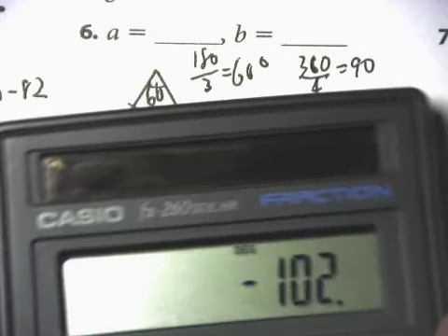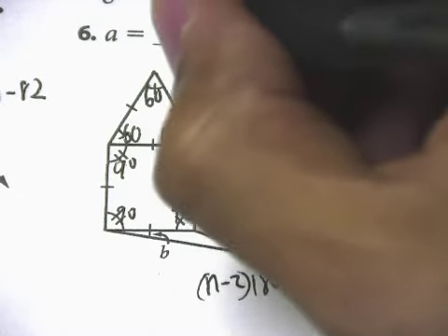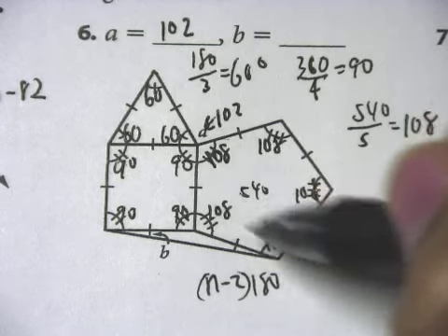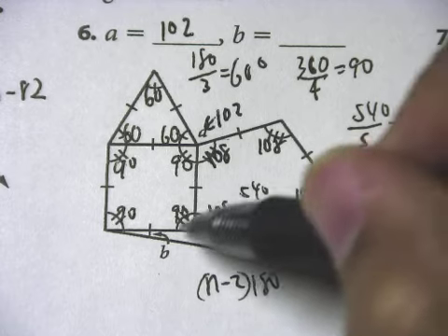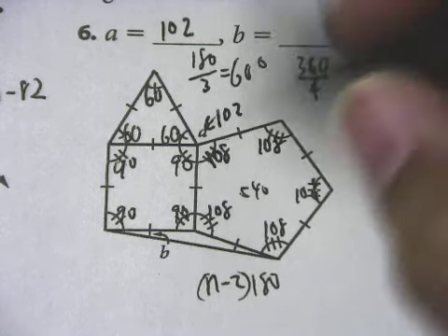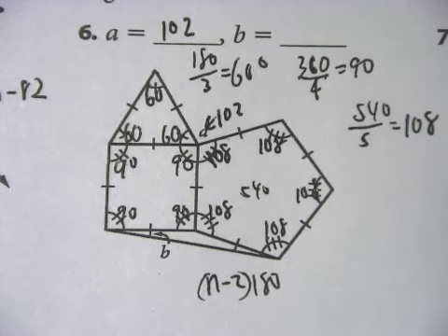Here we go. 60 plus 90 plus 108 gives me 258, minus 360, and that's going to be equal to 102. So I know that angle A is 102 degrees. Next, I also have to find the measure of angle B.